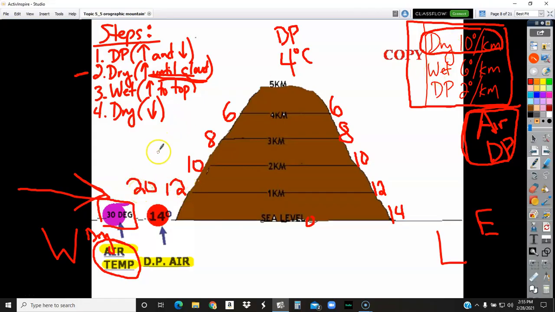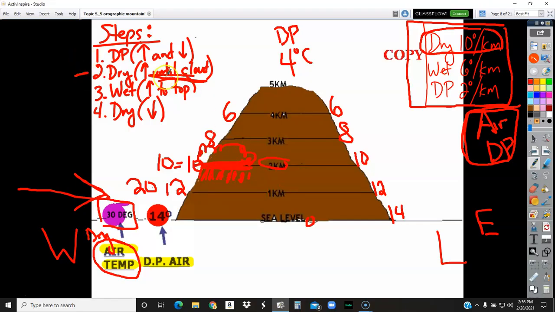I'm using the dry rate. 20 minus 10 is 10. Bingo. 10 equals 10. So that means at 2 kilometers right here, I'm going to put the base of the cloud, and I've got myself a cloud. And I'm going to have rain or snow or whatever kind of precipitation. Well, it's 10 degrees Celsius, so that's way above freezing. So it's going to be rain right there. But I've got a cloud forming at 2 kilometers up.